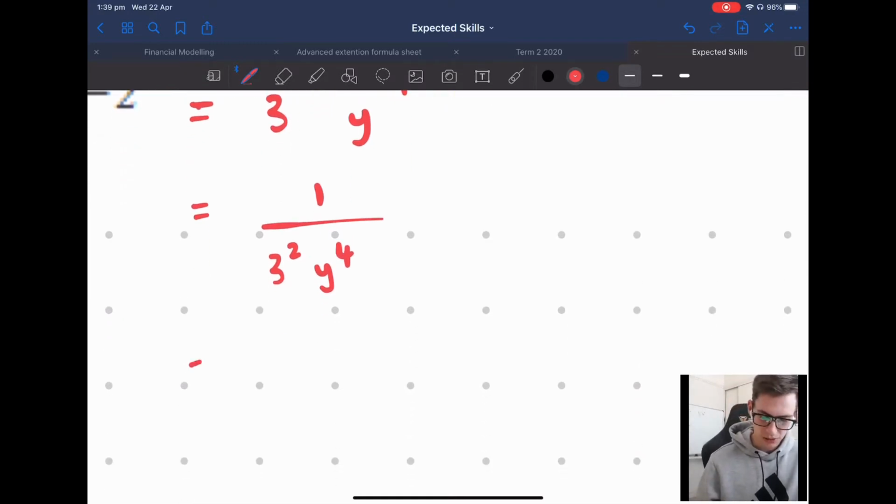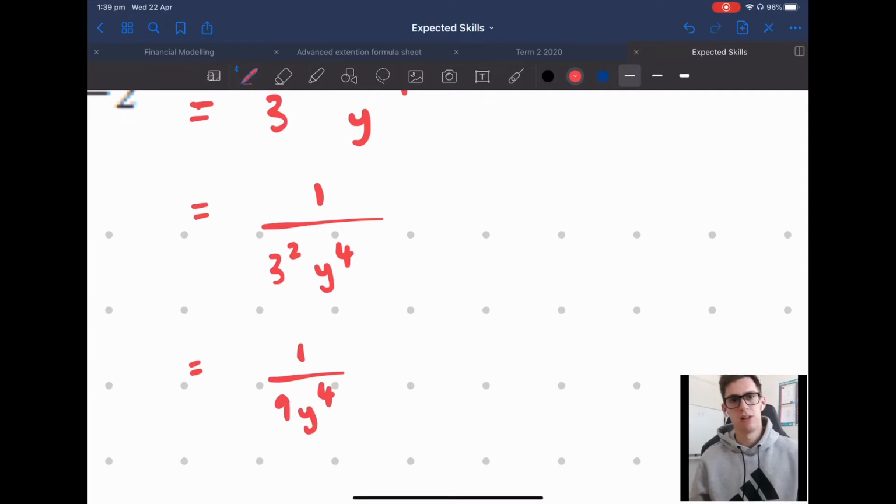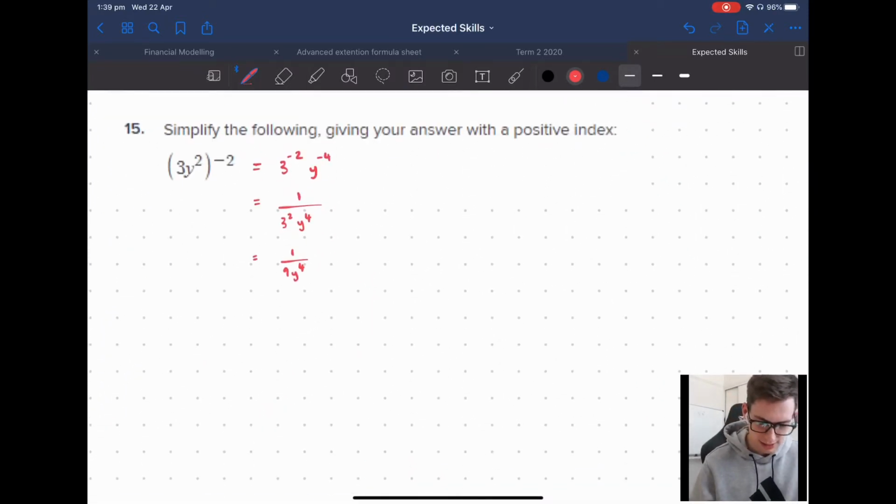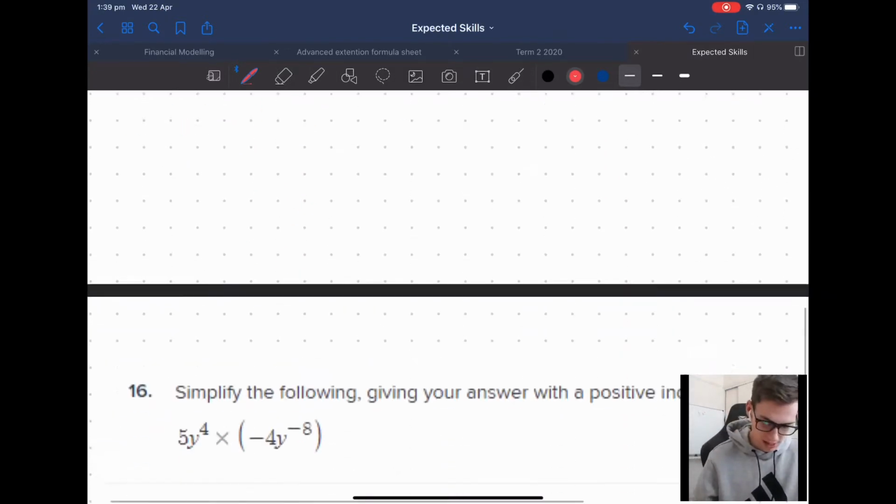Now you might like to simplify this. The only thing we can do, I know what 3 squared is. That's just 3 times 3. And I can get my answer like that. Okay? Simplify the following. So when it says simplify, it does want you to go all that way.